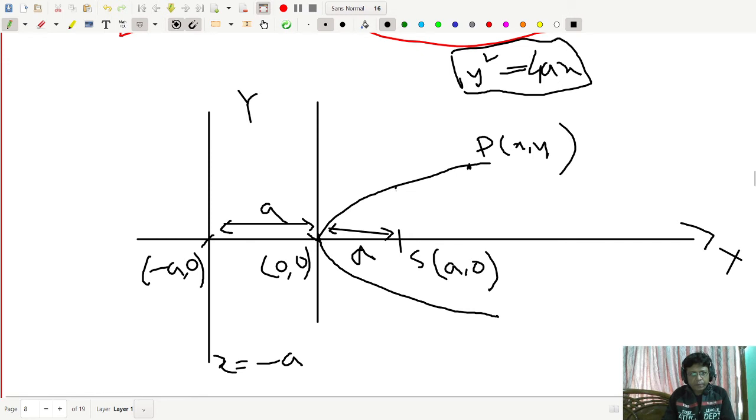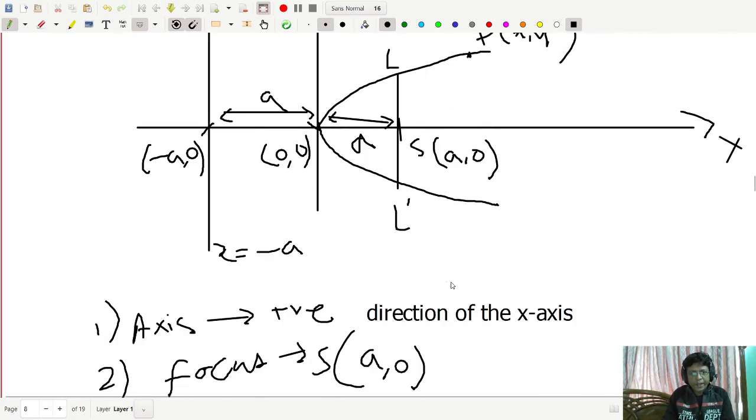Another thing is that a perpendicular to the axis at the focus, passing through the focus, is called the latus rectum. L L dashed is the latus rectum of the parabola. Length of the latus rectum is 4a.